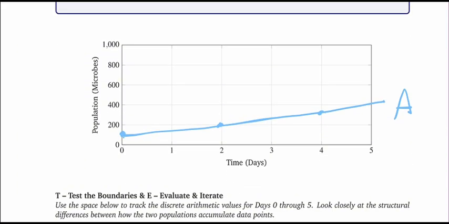Now let's do population B in green. What's going to happen? If I start out with 100 and every day I double, then on day 1 I'm going to be 200. On day 2 I'm going to be 400. On day 3 I'm going to be 800. And if I do this, it's going to be kind of a graph that grows uncontrollably large like this.